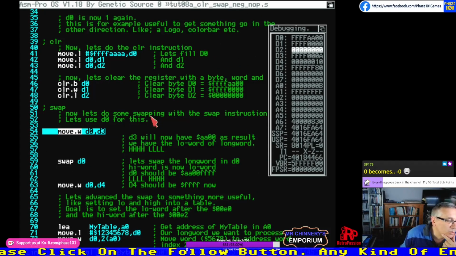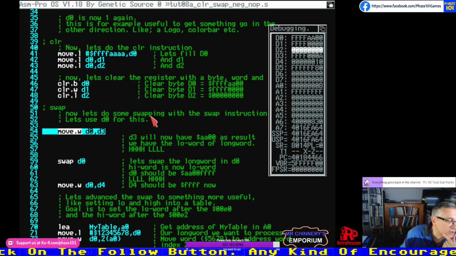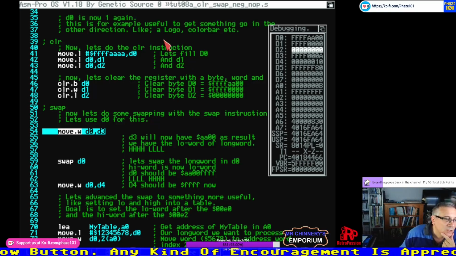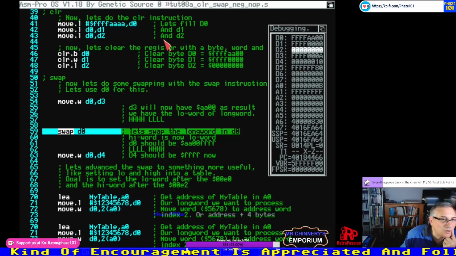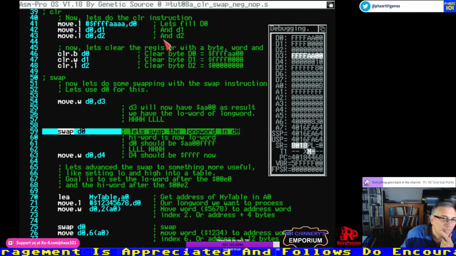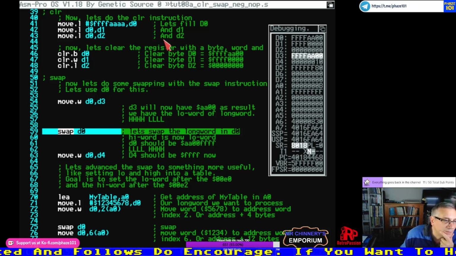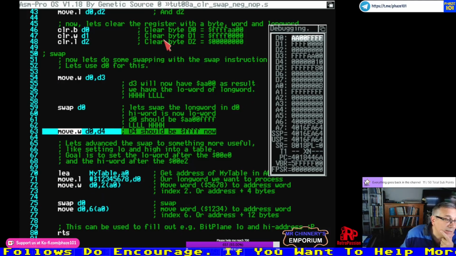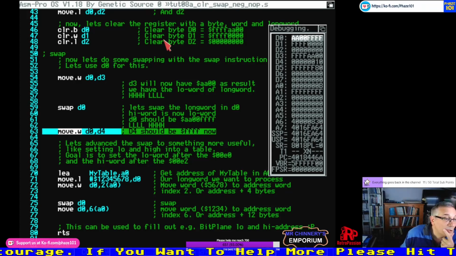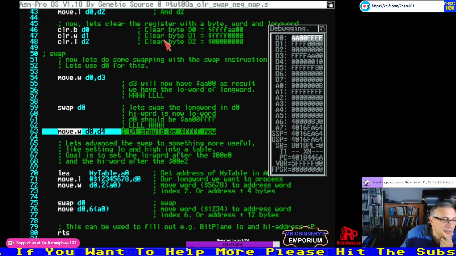Now we're going to do the swap instruction, and swap is quite a useful instruction. You will use it a lot, especially on the Amiga. So we are going to move D0 into D3, and now we're going to swap D0. So you're going to see that the AA00 becomes the high word and the FFFF becomes the low word. And then we move that number, but the word, what is in D0, into D4.